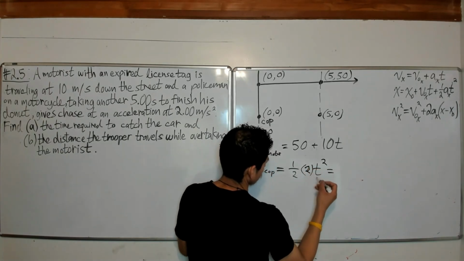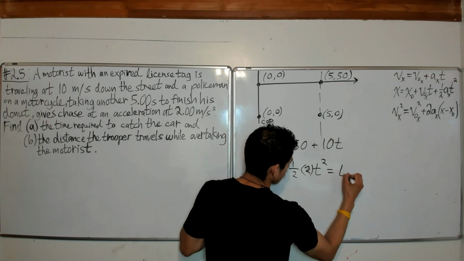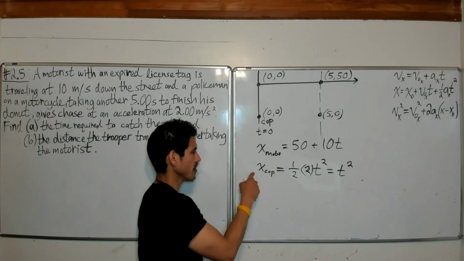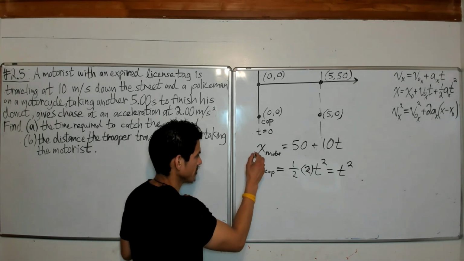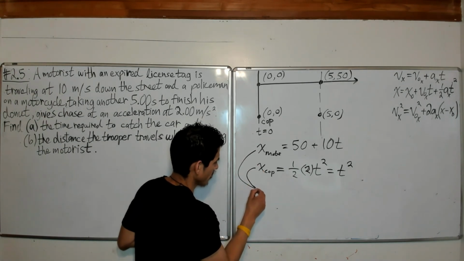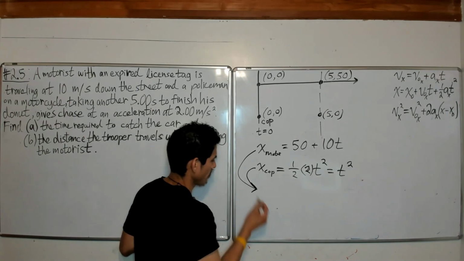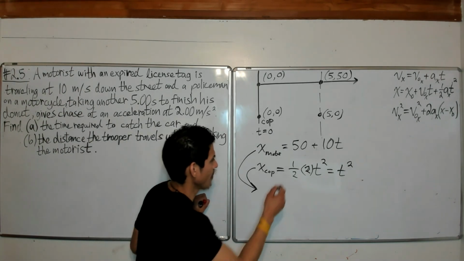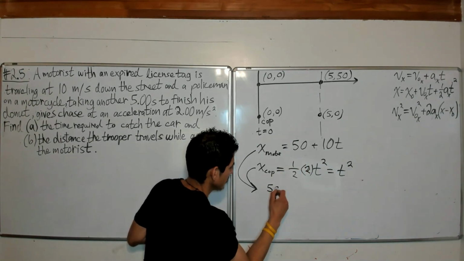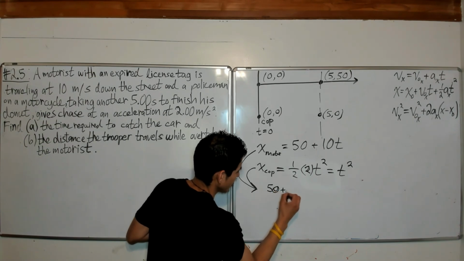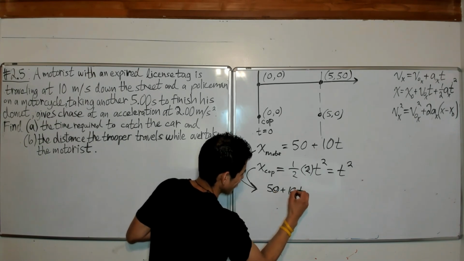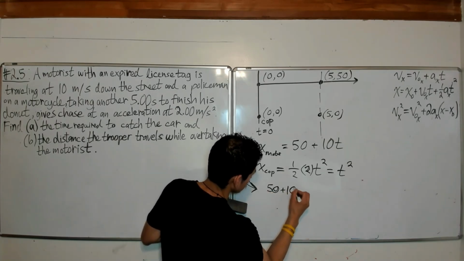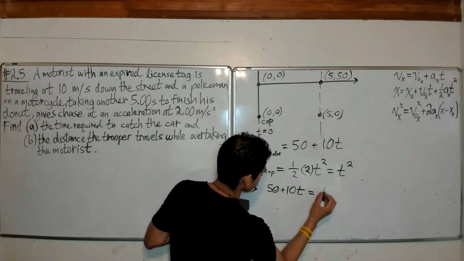And this is just going to be t squared. So you want to basically just see when these are going to be the same. Because when these are the same, that means they are going to be side by side, so to speak, and they're chasing each other. So we just said 50 plus 10t is equal to t squared.